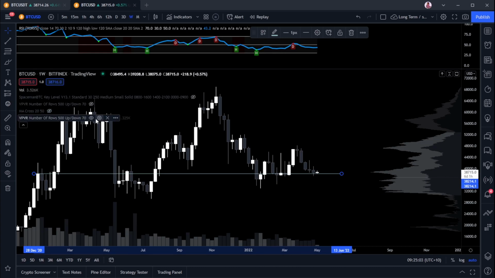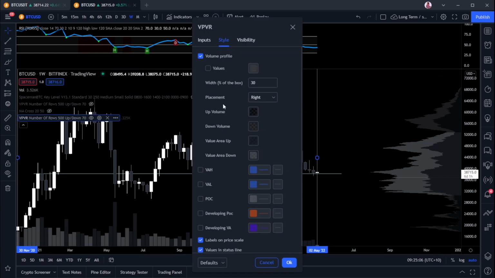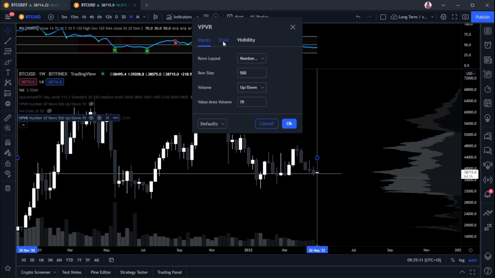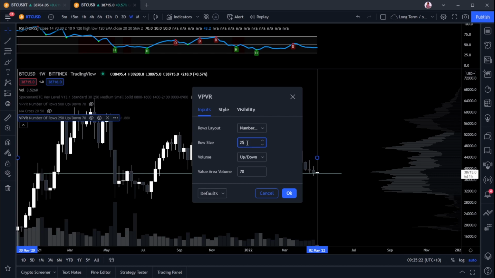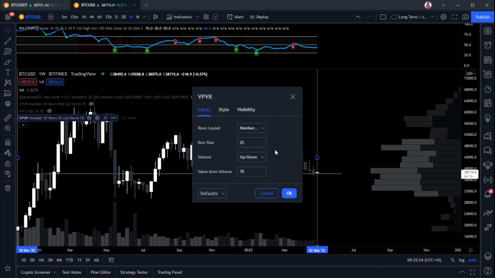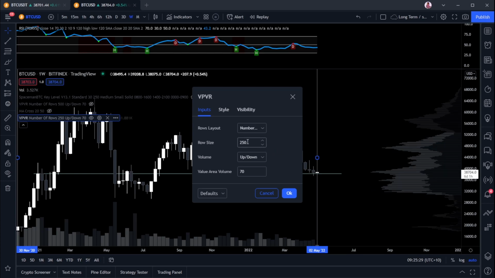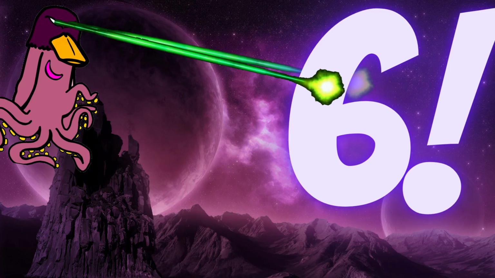One more thing about the VPVR is you can go into its settings and you can not only play with the colors to make it suit your chart, but you can also change your row size and increase them. If you want less rows, you can turn it down and have less rows displayed on the histogram. Let me turn that down even more to really exaggerate it. So that's 25 rows. That's 250 rows. I usually use it on 500. Let's move on to the next indicator.